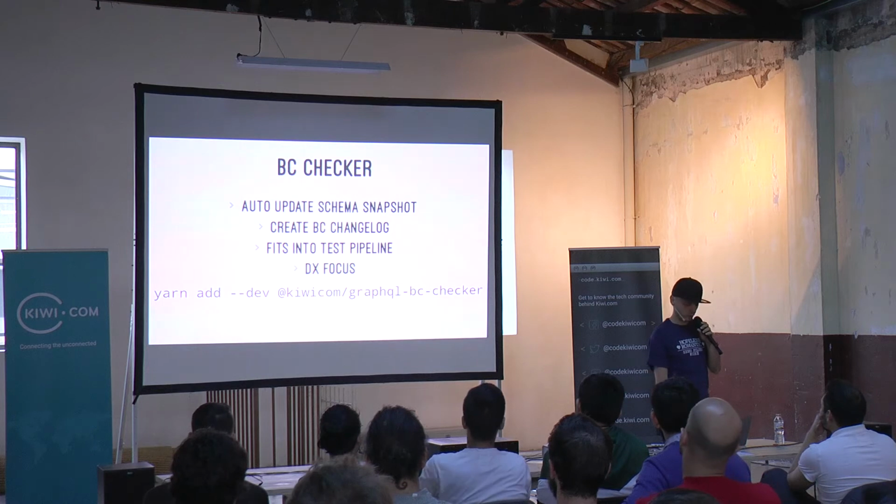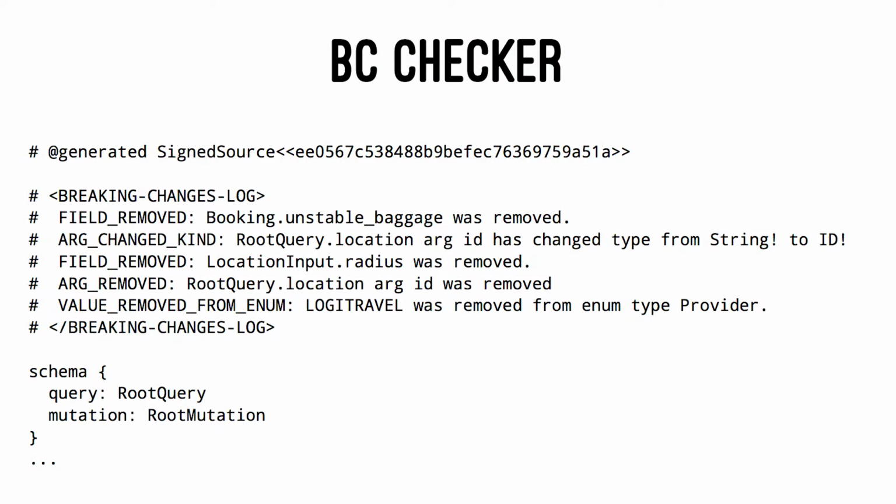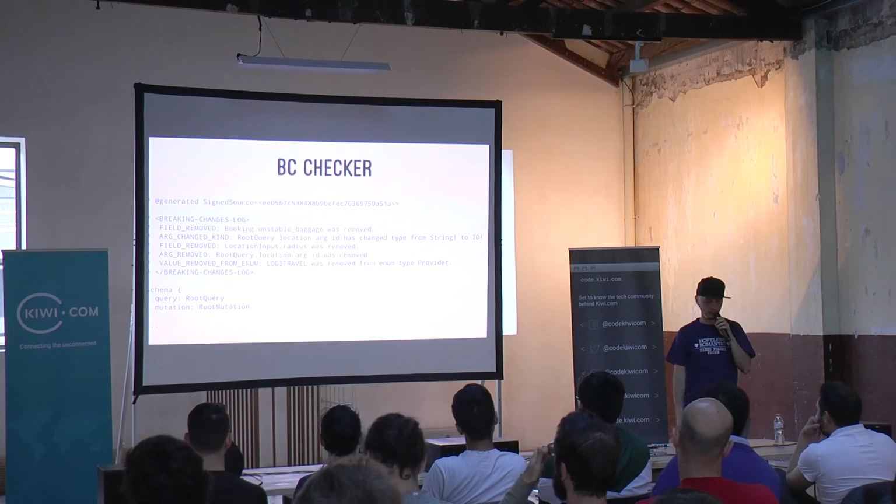If you force push the change, you get the log automatically created, the log of changes. So it's part of the snapshot of the schema, and it can be used for any other automatic things, like, I don't know, notifying users, for example.